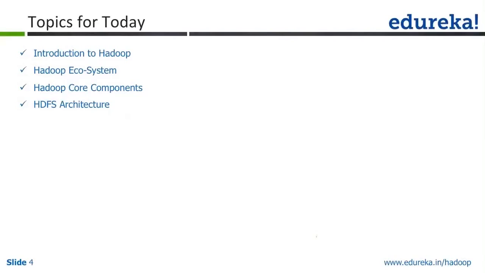So let's look at what we are going to do today. We'll be introducing you to Hadoop. We'll look at the various components in the Hadoop ecosystem. We'll also look at the core components of Hadoop, which are HDFS and MapReduce. We'll go into details of HDFS architecture. We will also understand how a MapReduce job execution works.